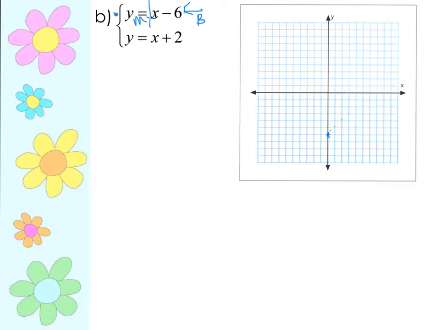And again, I put in a couple points and then use my ruler to make my graph as straight as possible. So it should look something like this.